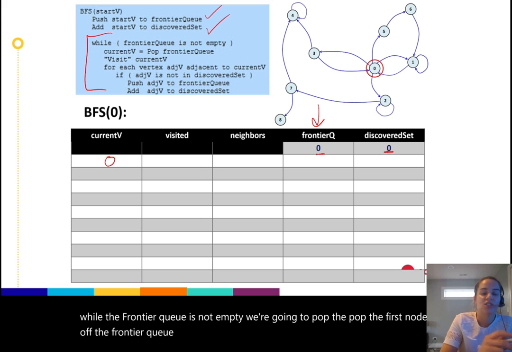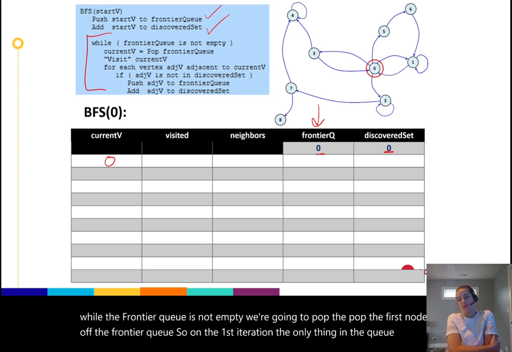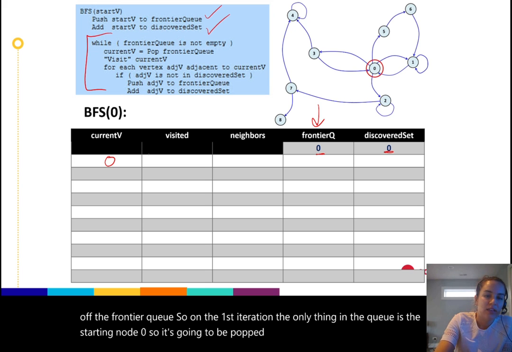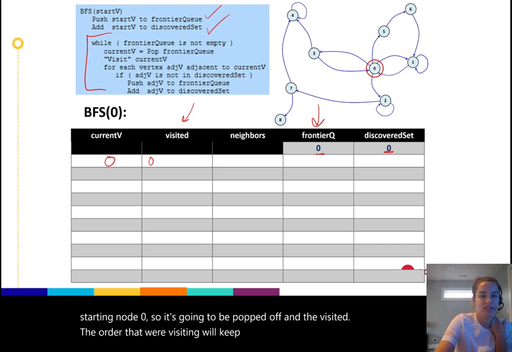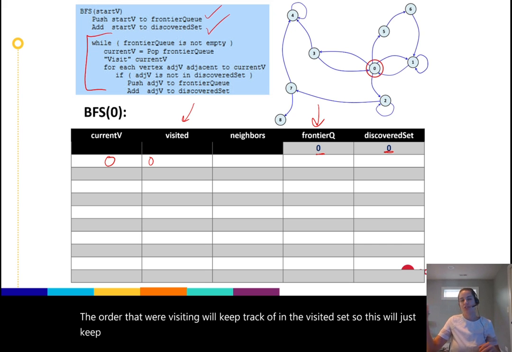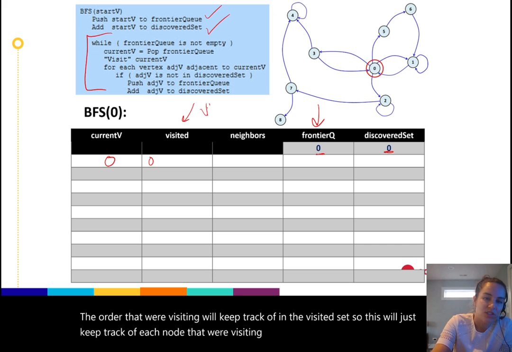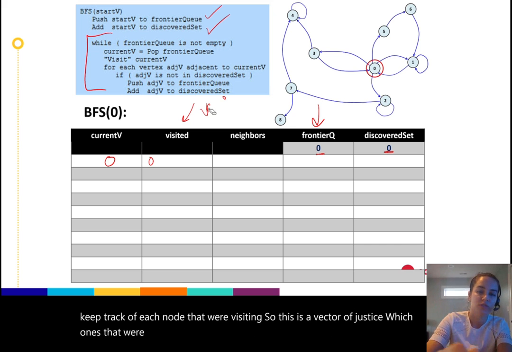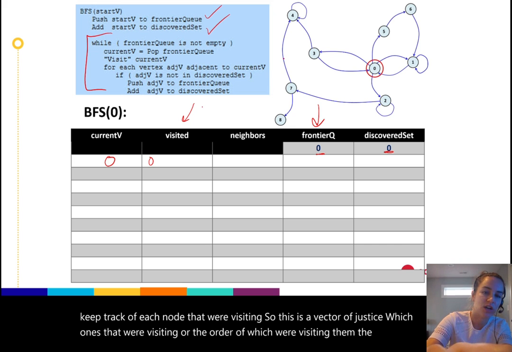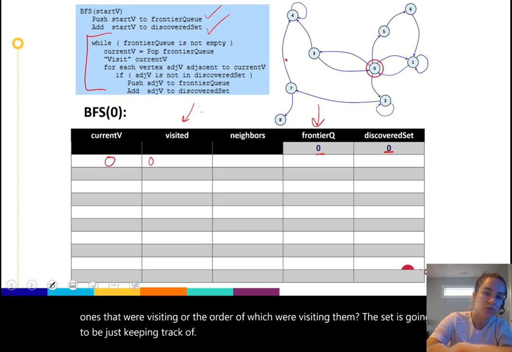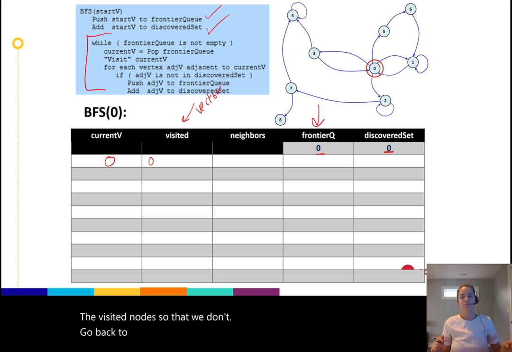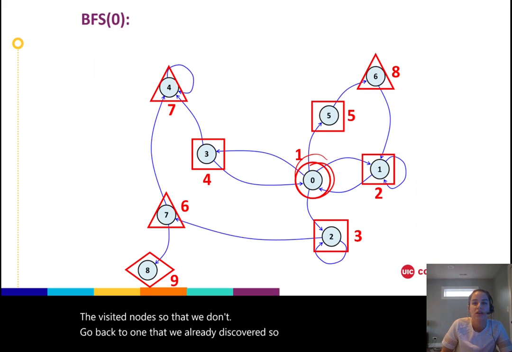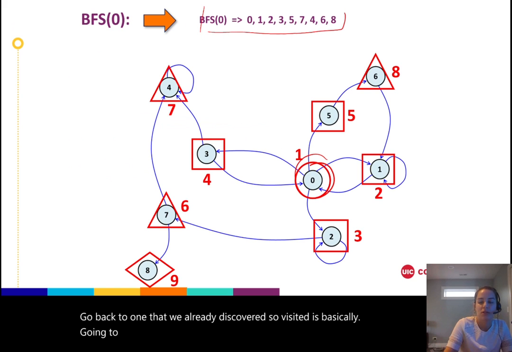So on the first iteration, the only thing in the queue is the starting node 0, so it's going to be popped off, and the order that we're visiting will keep track of in the visited set. So this will just keep track of each node that we're visiting. So this is a vector of just which ones that we're visiting, or the order of which we're visiting them. The set is going to be just keeping track of the visited nodes so that we don't go back to one that we already discovered. So visited is basically going to keep track of this as we build it.